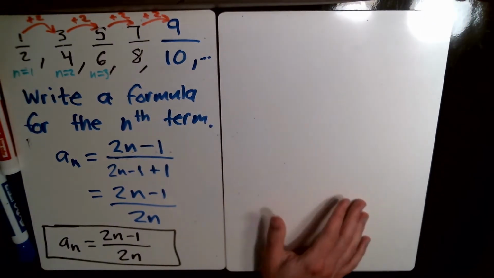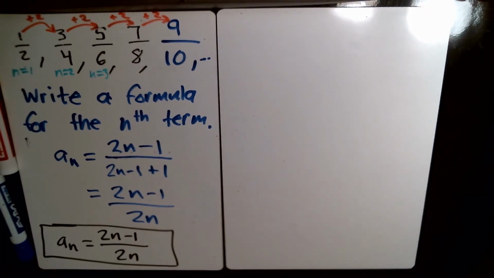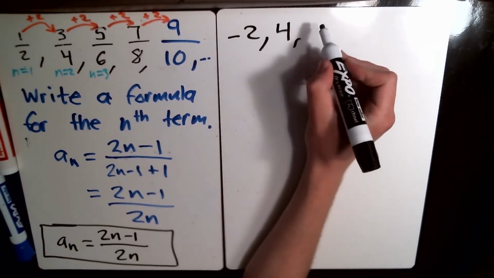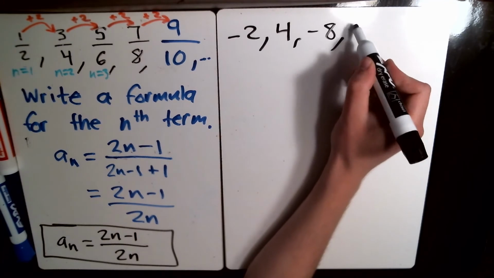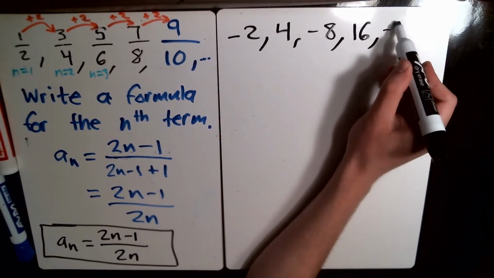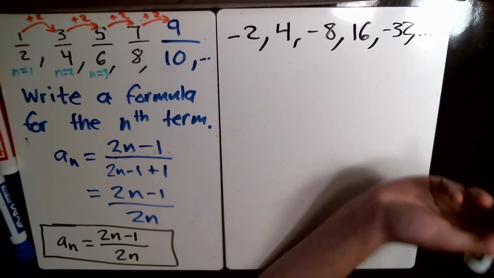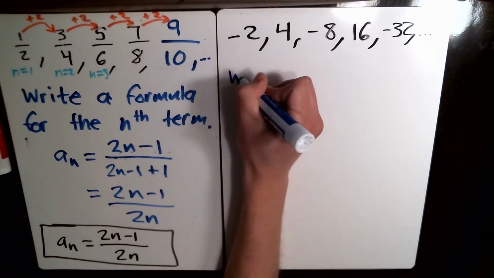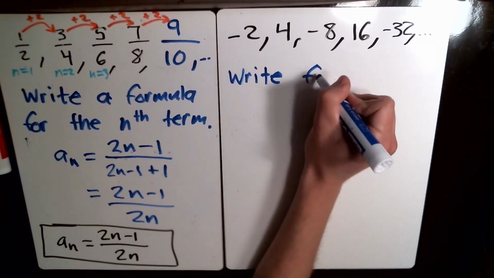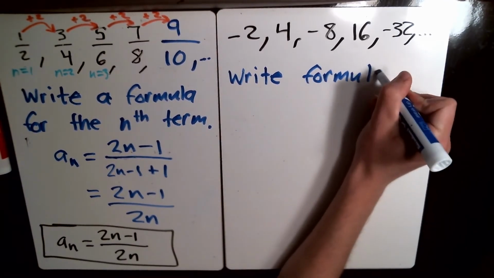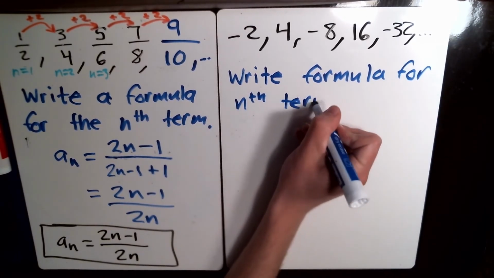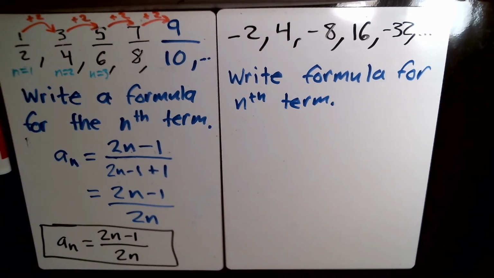Okay, so let's suppose I've got another sequence. This sequence is -2, 4, -8, 16, negative 32, and so on. Okay. And again, we're going to try and write the formula for the nth term. Okay. Well, how do we do this?